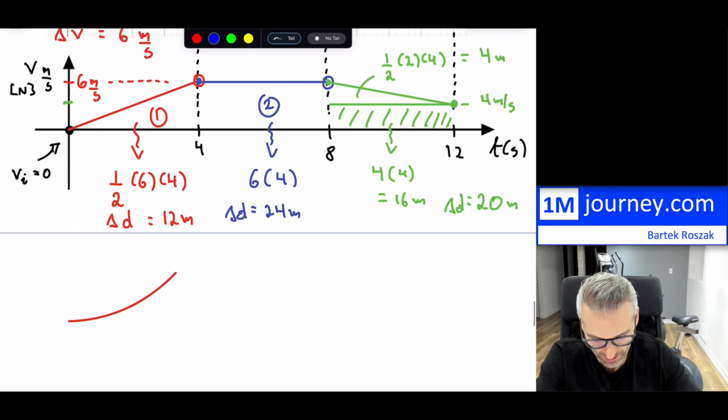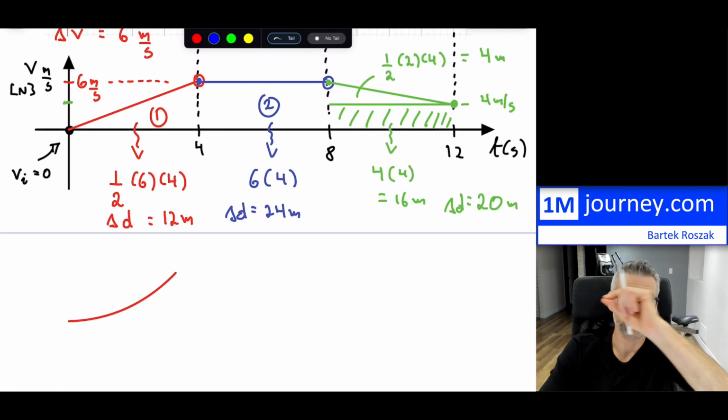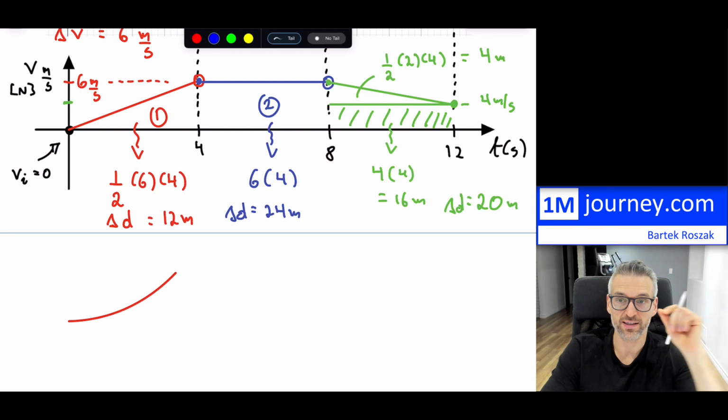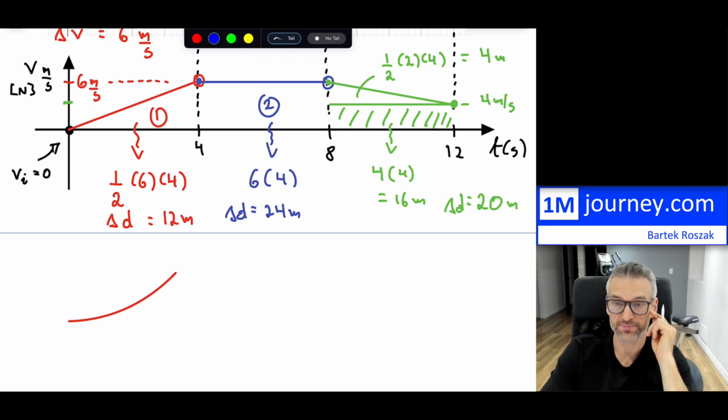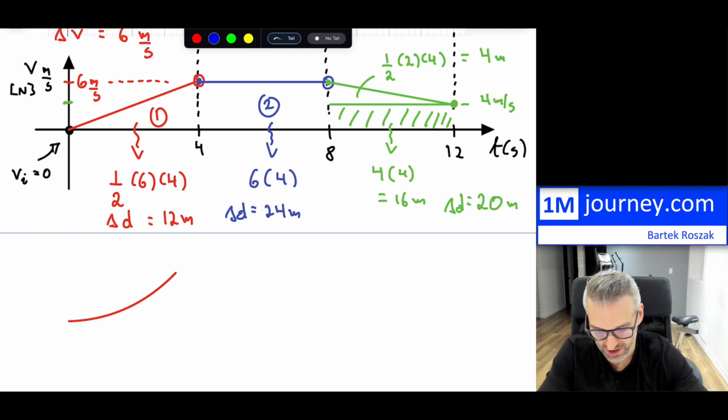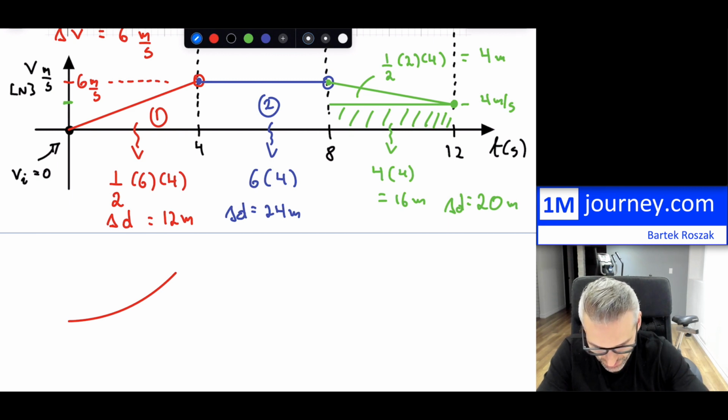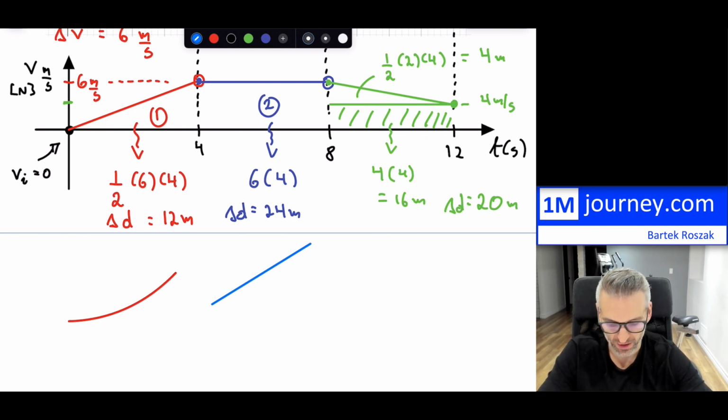The second one, because it's just a flat line, that's what you have there. Now, what is that telling us? It's telling us that we have a constant speed of 6 meters per second. So that means this is going to be just a straight line, going at 6 meters per second, and it's a displacement of 24, right?